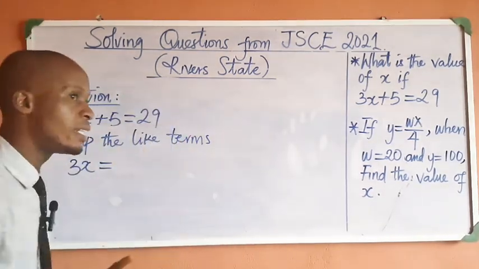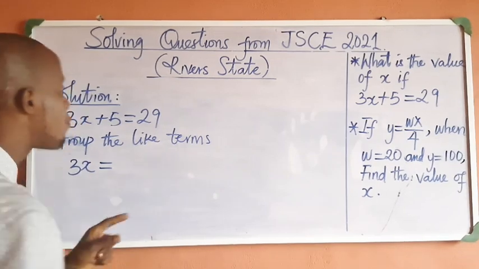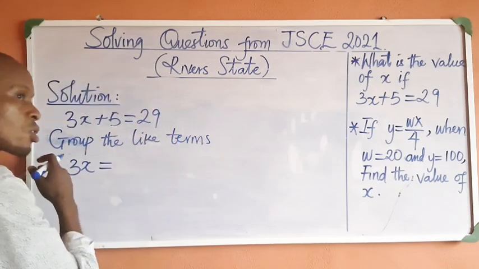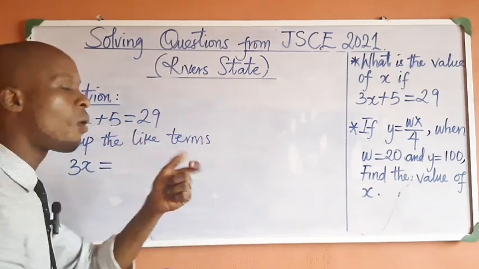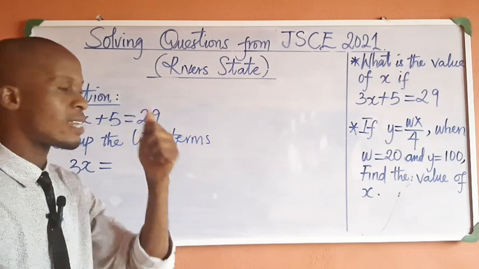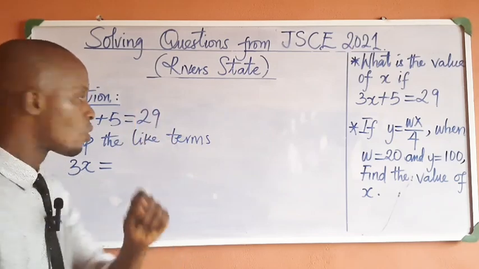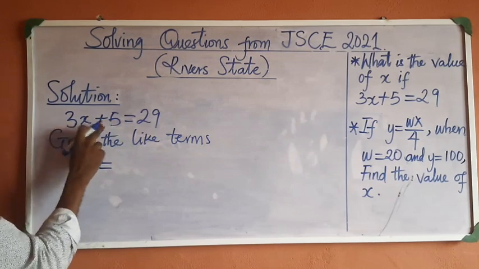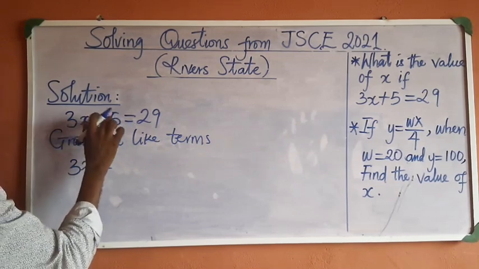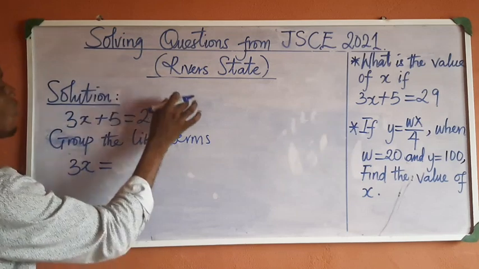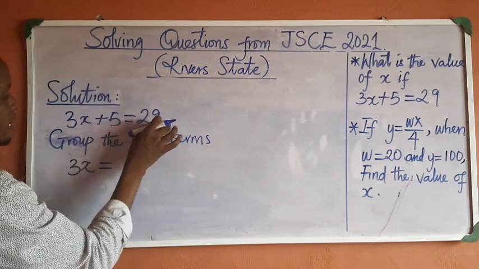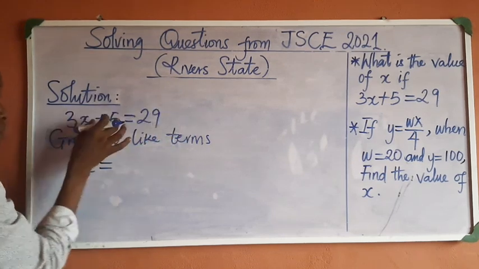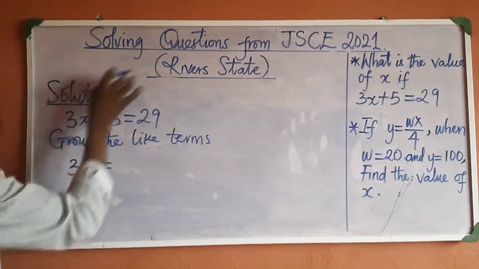And it's a rule in equation. If a number is being moved from one side of the equation to the other side, the sign of that number will change. In the case of 5, 5 is a positive number here, plus 5. So if plus 5 is going to the other side of the equation to meet 29 as like terms, the sign of the number that is moving, being 5, will change from being positive to negative.